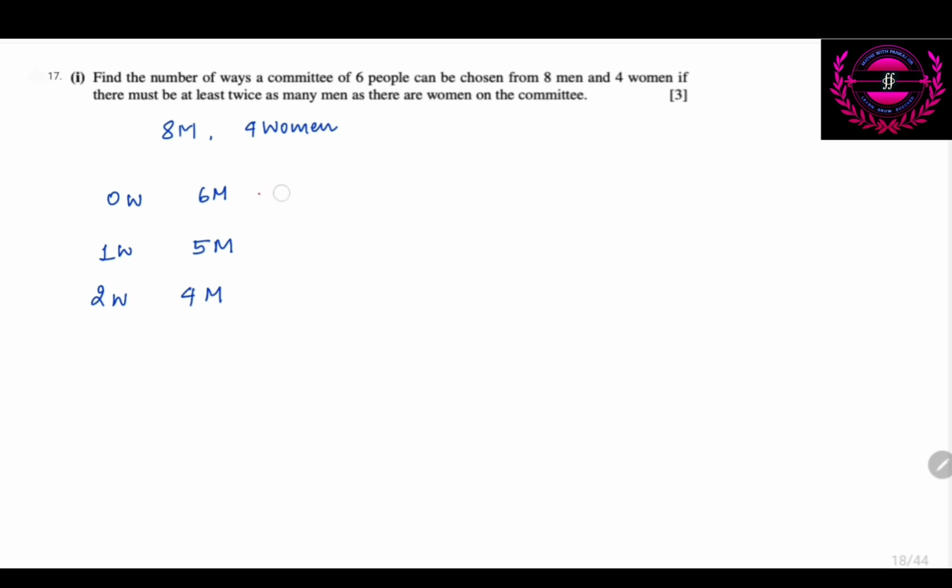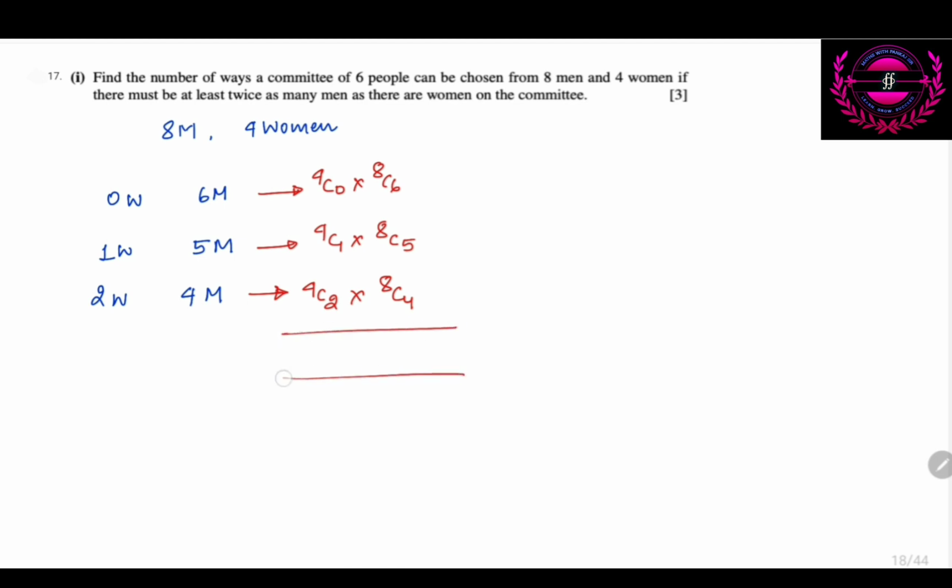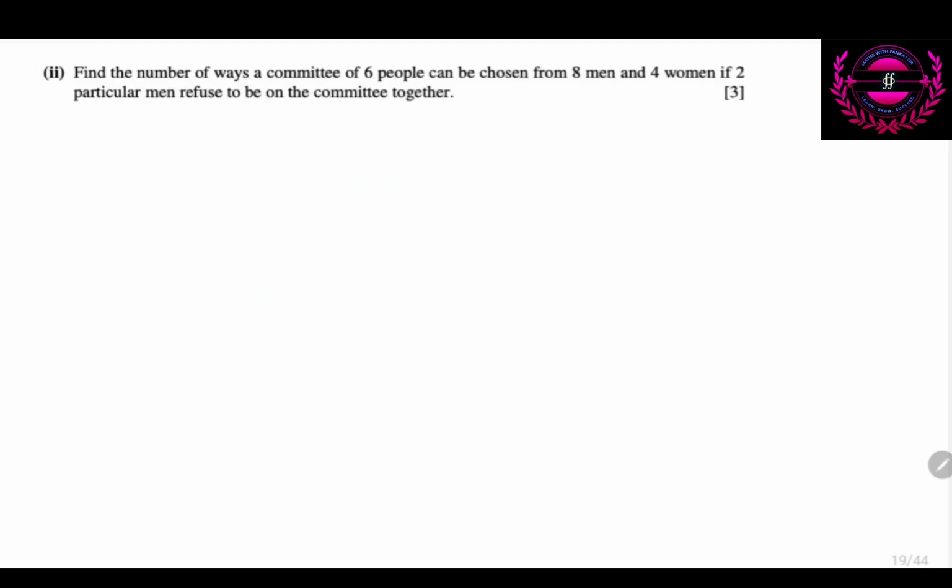I will write the number of ways for each one. We have to select 0 women out of 4, so it is 4C0, which is one only, and 8C6. Then 4C1 and 8C5, and 4C2 and 8C4. This was easy. So we will add all these numbers of ways, which will be our final answer. Let's move to the next part.